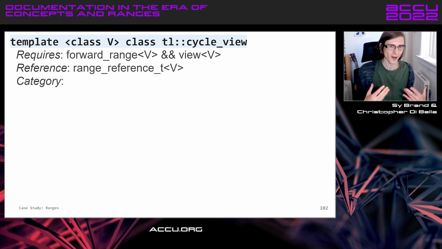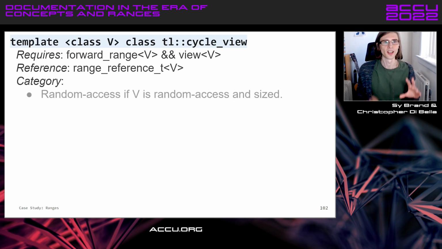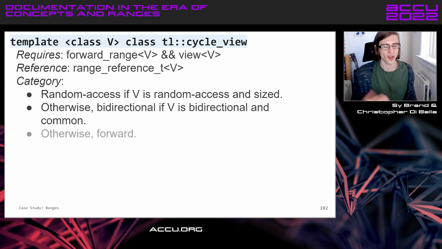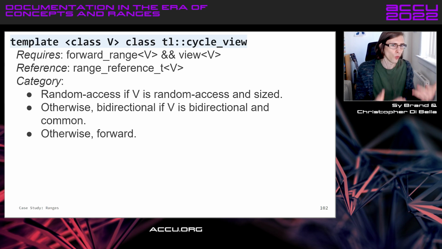So we're going to think about how we present this to the user. We're going to say, split this out into bullet points and say, okay, well, it's random access if V is both random access and sized. Otherwise, it's bidirectional, as long as V is bidirectional and common. Otherwise, it's a forward range. So as long as you know what these concepts mean, you can just go down this list and say, okay, right, I see what's going on here. Whereas if you have to look at the code, this is quite complicated to extract.